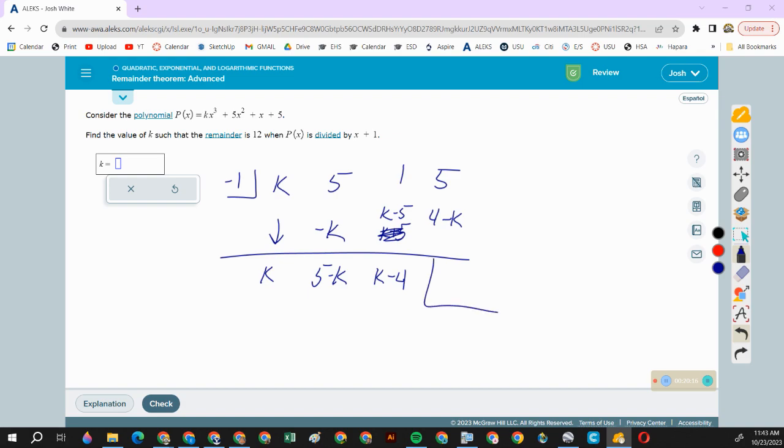Multiply that out. 4 minus k. Add those together. My remainder is 9 minus k. Okay? But what is the remainder? 12. So 9 minus k equals 12. So I'm going to subtract 12 and add k. And I get negative 3 equals k. We better do another one. That was nothing like the last one.